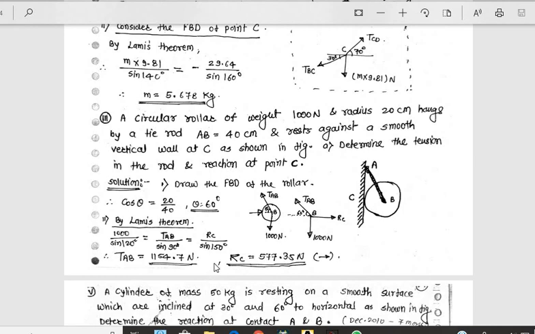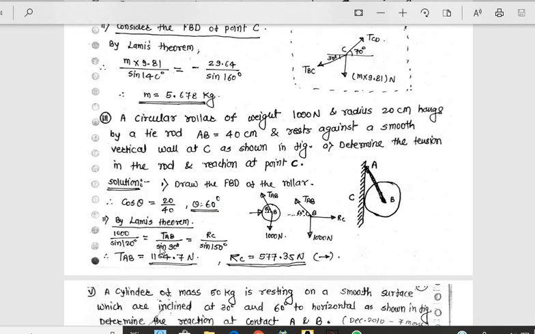Now this diagram is not new for you. You can easily apply Lami's theorem. One more thing is that you are able to calculate this theta. AB is 40 centimeter, this length is given, and the diameter of the cylinder is 20 centimeter, so the radius is 20, this BC is 20. So for this theta, cos theta is equal to 20 by 40, so theta is equal to 60 degree.